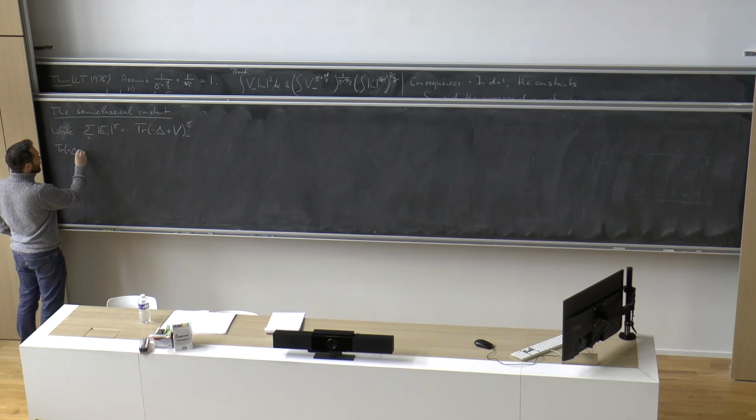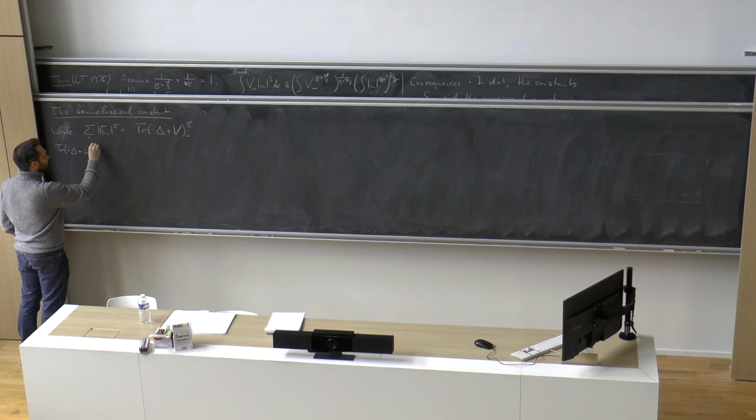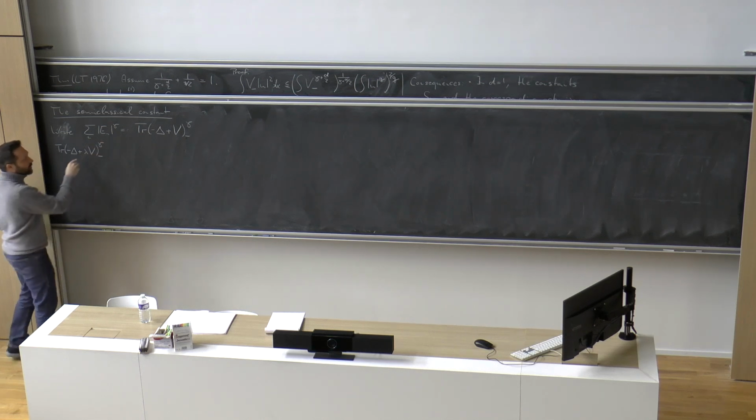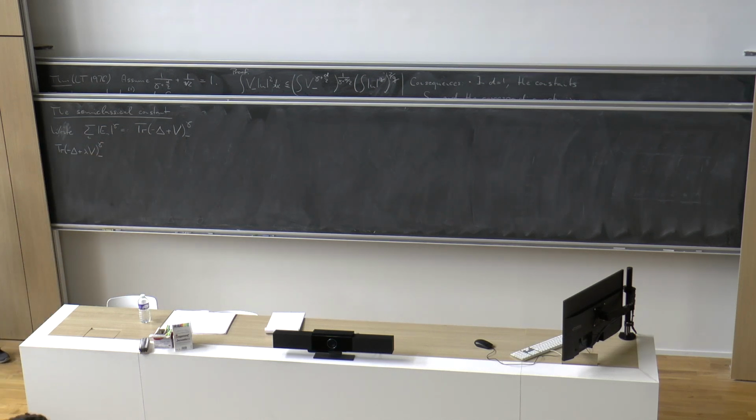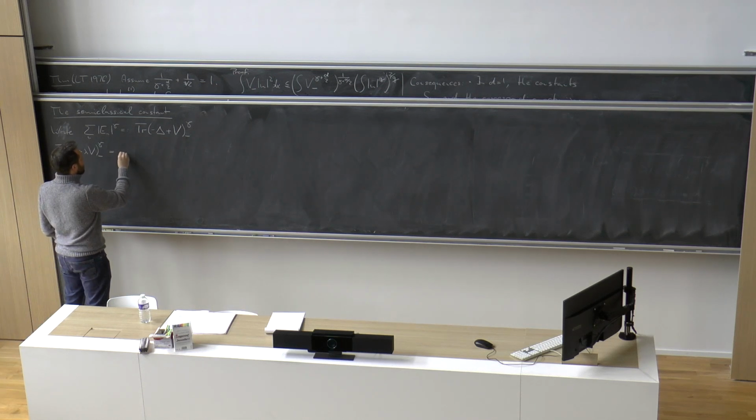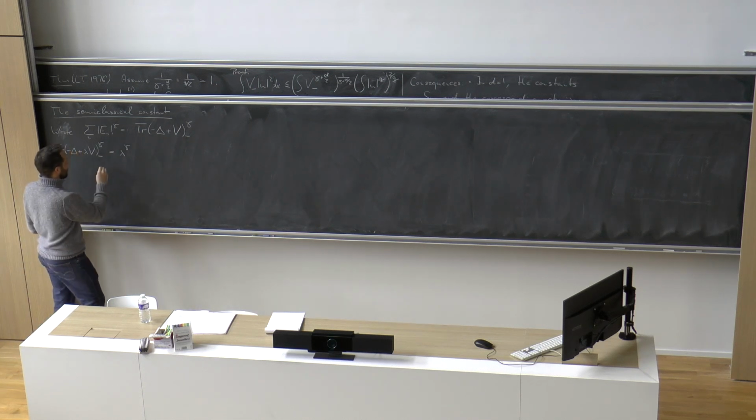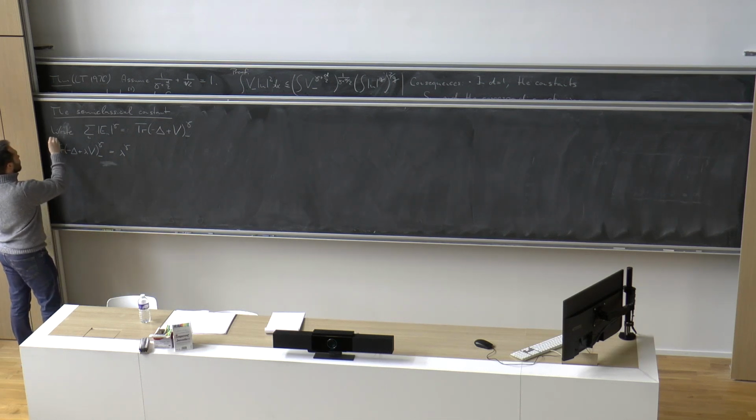I want to look at the case where I have a large constant in front of the potential. The potential is fixed, I have a large constant in front. Now, by homogeneity, I take out the lambda. Lambda is larger than 1.